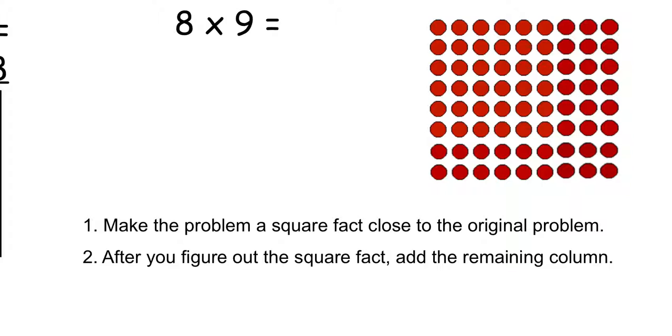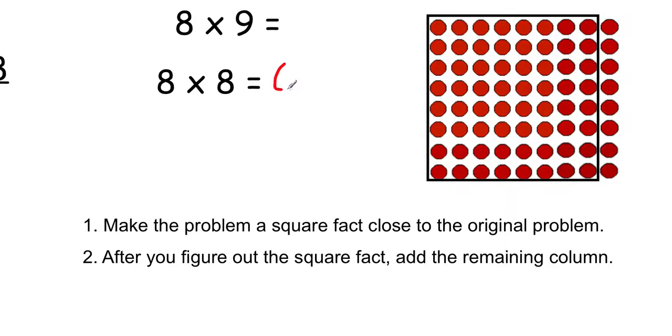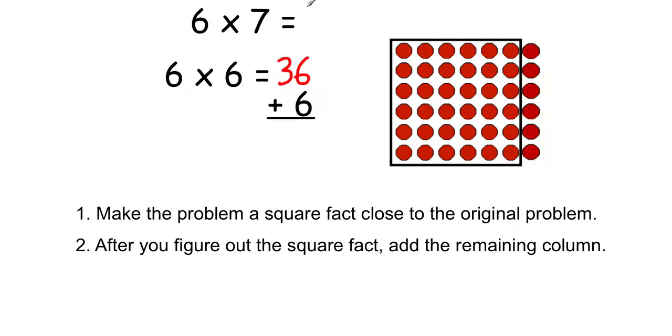Do the same thing here. Make the original problem a square fact instead. That's close to the original fact. And again, remember, that's what it looks like here. We have that extra column over here. So once you figure out that 8 times 8 is 64, after you've done that, you're going to add 8 to that, and you'll get the answer of 72 up here, right? And I need to go back one, and I need to, of course, finish this one, which was 42.